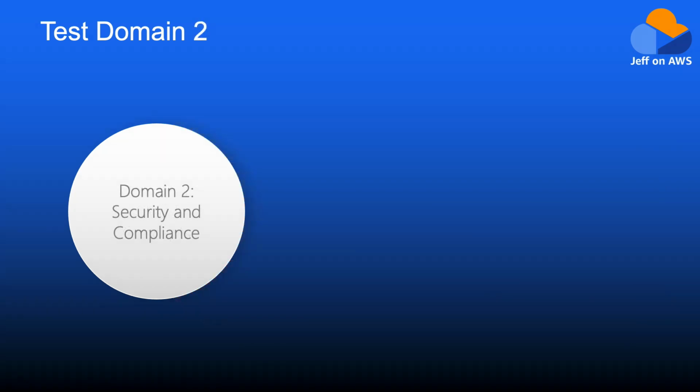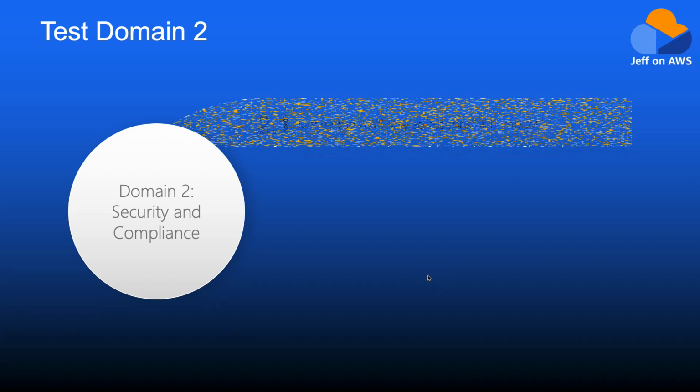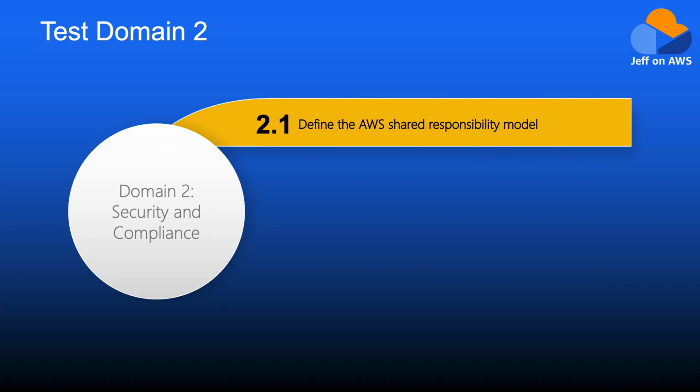Now let's talk about the second domain, which is security and compliance. First, you're going to talk about the AWS shared responsibility model, and you're going to be able to recognize different elements that relate to AWS's responsibilities. And keep in mind that the amount of responsibility AWS has may depend on the underlying service.